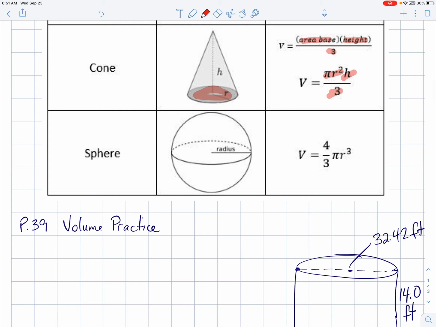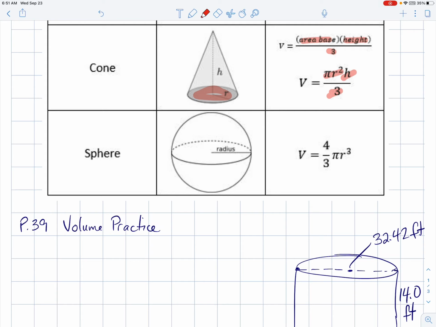The last object is the sphere. The sphere was proven again over 2,000 years ago to be 2/3, instead of 1/3, 2/3 the volume of a cylinder that has the same radius and the same height as the sphere.